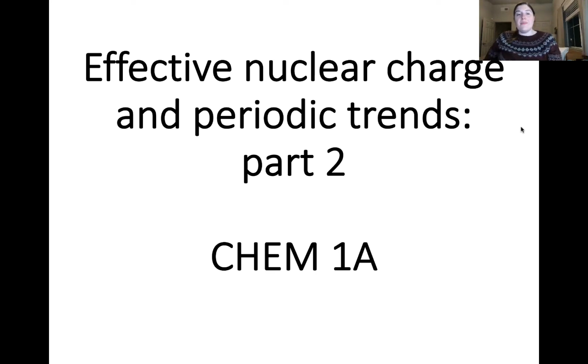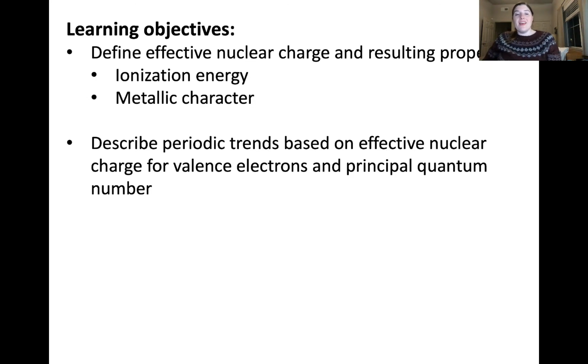In this video, I'll be discussing the effective nuclear charge and periodic trends. You'll want to watch part 1 of this video, which reviews the effective nuclear charge, before continuing. We'll continue our discussion by talking about 2 additional periodic trends. One is the ionization energy, specifically the first ionization energy, and the other is metallic character.